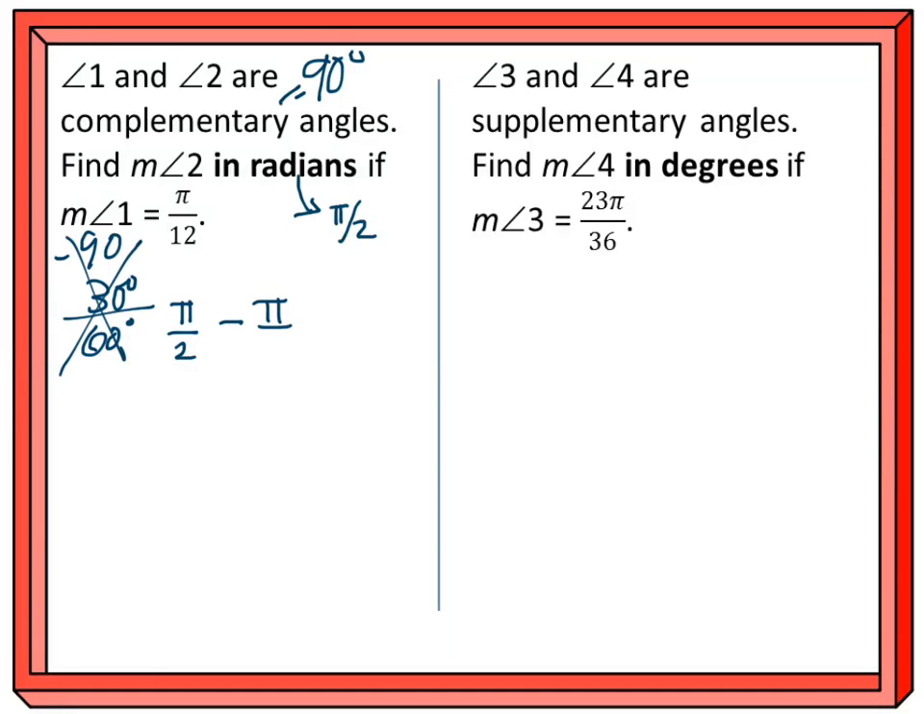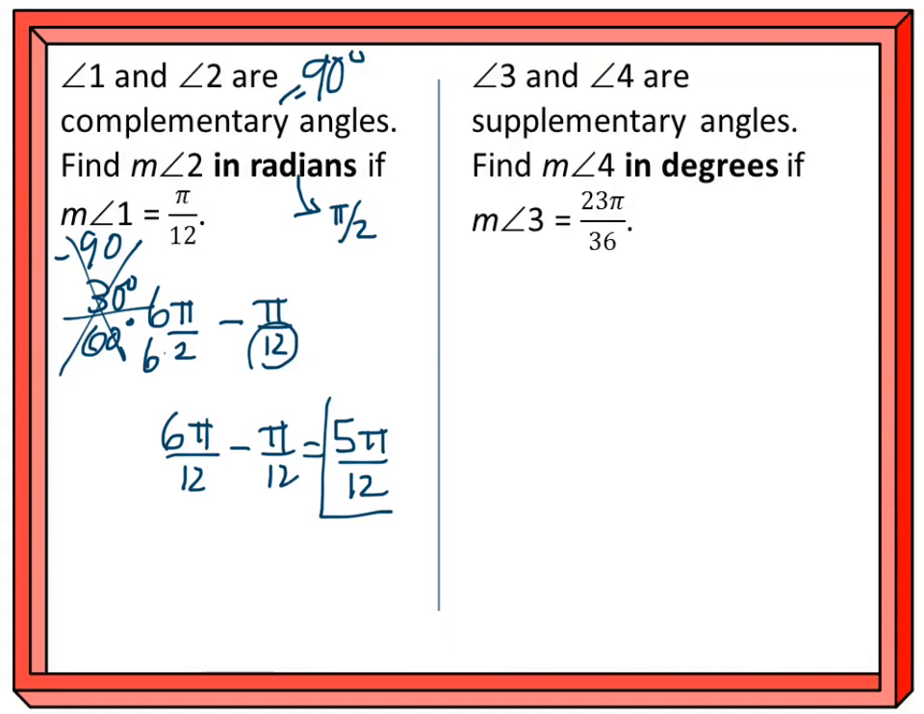minus pi over 12. Alright, when I'm subtracting two fractions, you need a common denominator. Common denominator here is going to be 12. So on the left-hand side, I need to multiply by 6 on the top and the bottom. So I have 6 pi over 12 minus pi over 12 gives me 5 pi over 12. And that is the measure of angle 2.